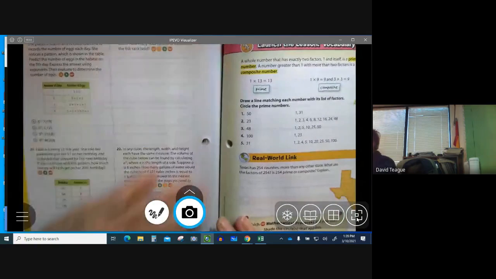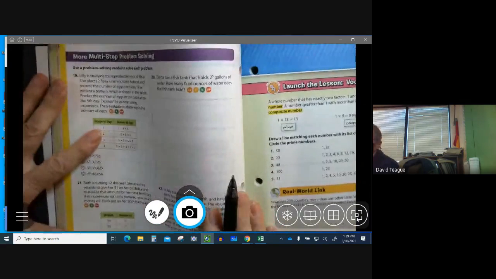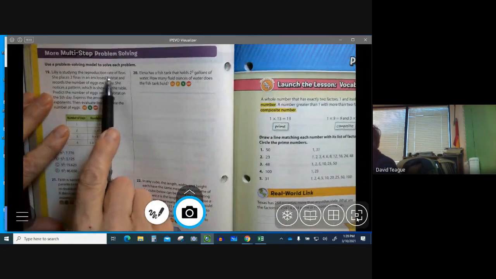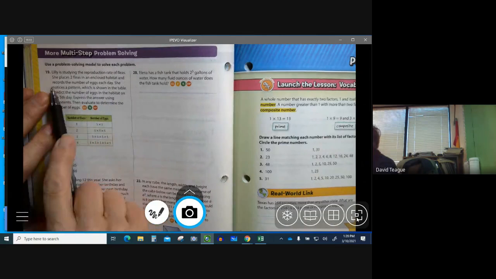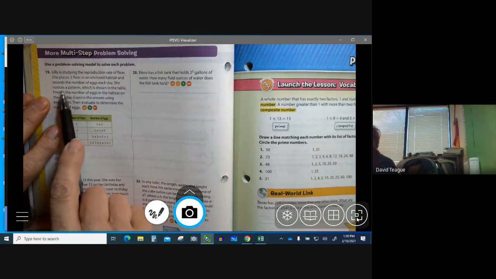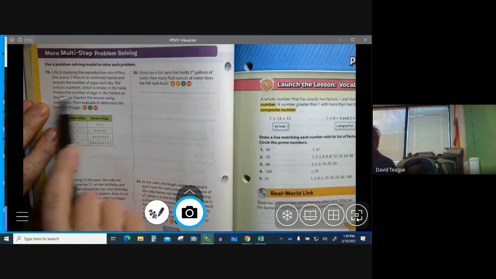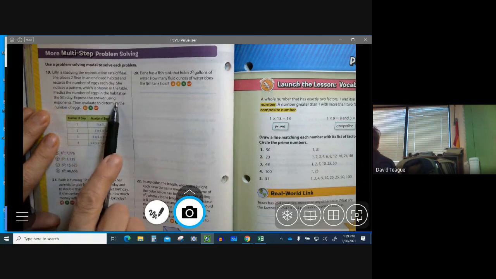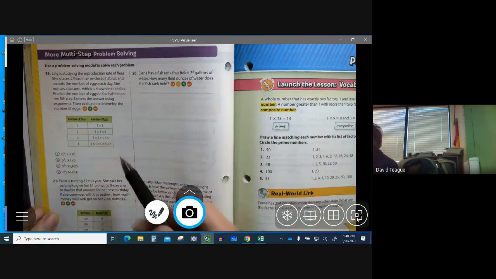This is not very hard. Okay, number 19. Oh, let me pull it down. Number 19, Lily is studying the reproduction rate of fleas. She places 2 fleas in an enclosed habitat and records the number of eggs each day. She notices a pattern which is shown in the table. Predict the number of eggs in the habitat on the 5th day. Express the answer using exponents, then evaluate to determine the number of eggs.